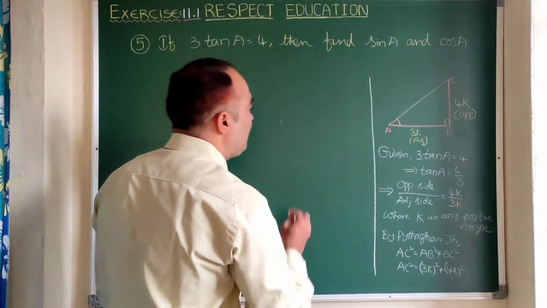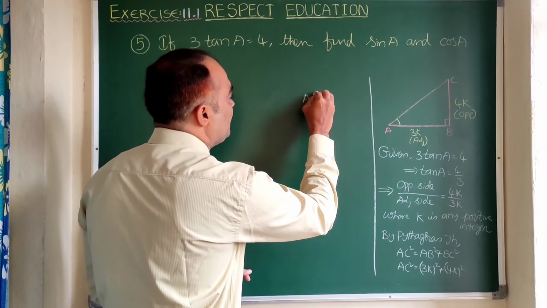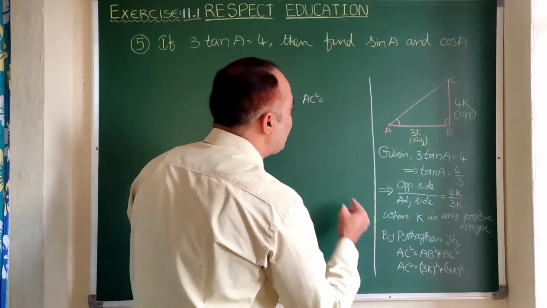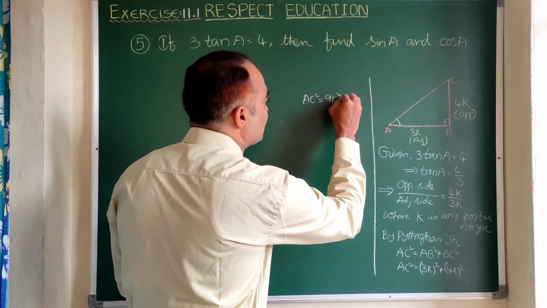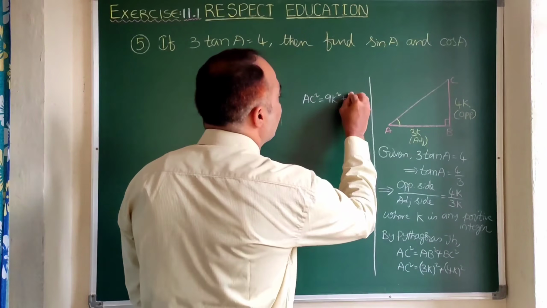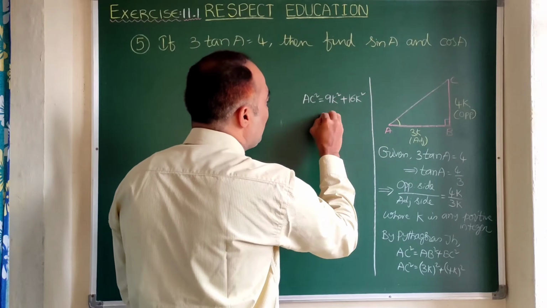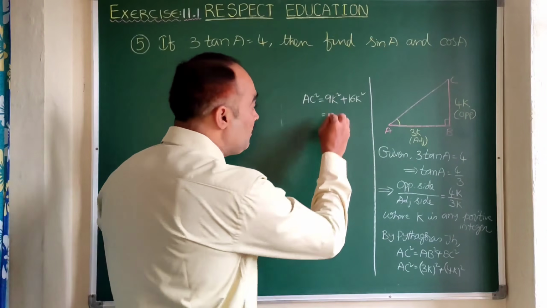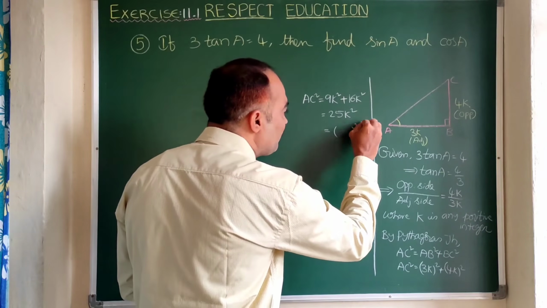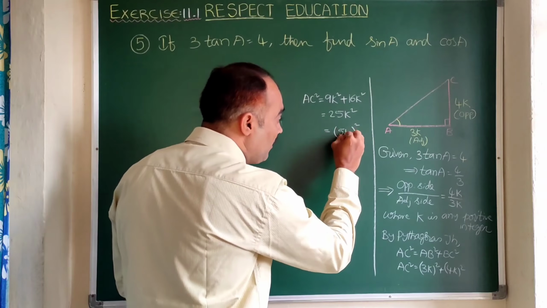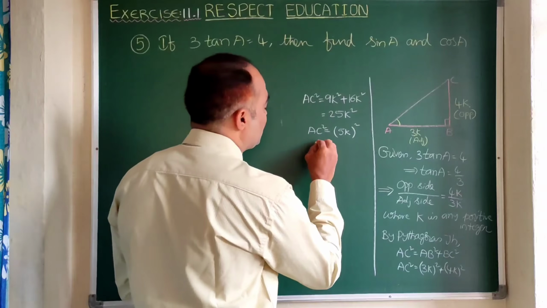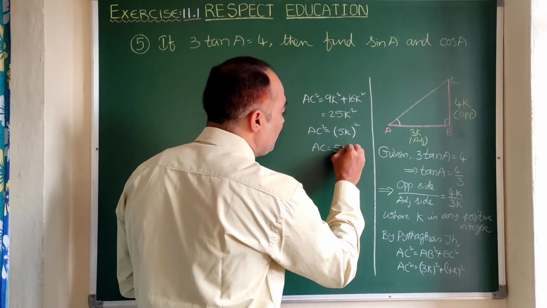So on simplification, we get AC square equal to, 3 square is how much? 9. Again K square is K square. So 9K square. Again 4 square is 16K square. So on adding, 25K square. 25K square is whose square? 5 square, 5K whole square. This is AC square. So on taking square roots both the sides, we'll get AC is equal to 5K.